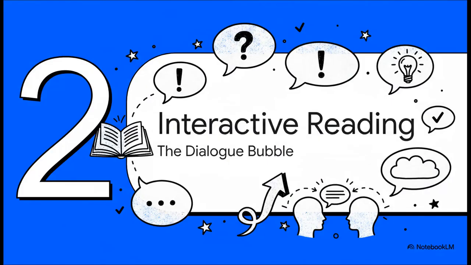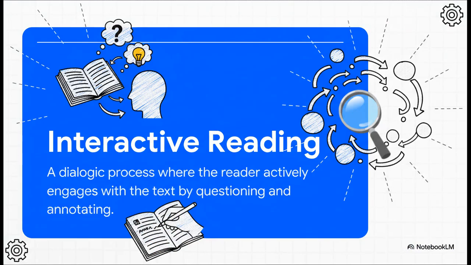All right, tool number 2 is interactive reading. Let's call this one the dialogue bubble. This is a real game changer because it turns reading from a one-way street where the author just talks at you into an actual dynamic conversation. The key word here is dialogic.